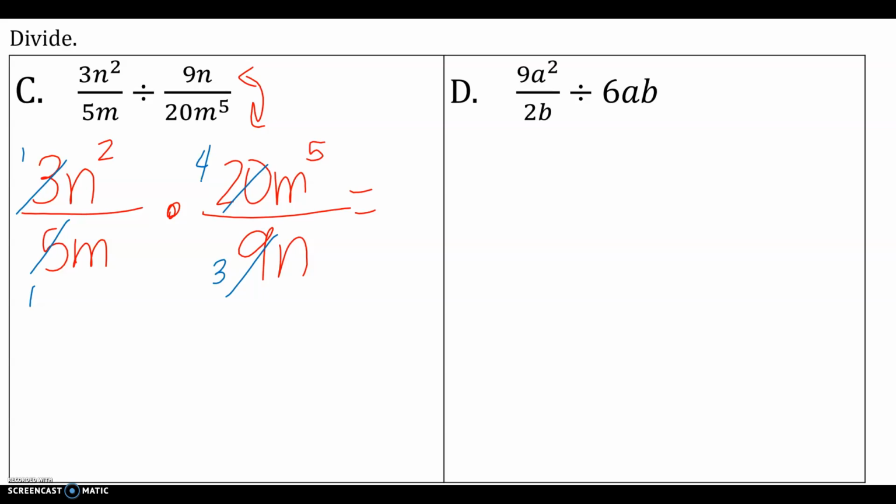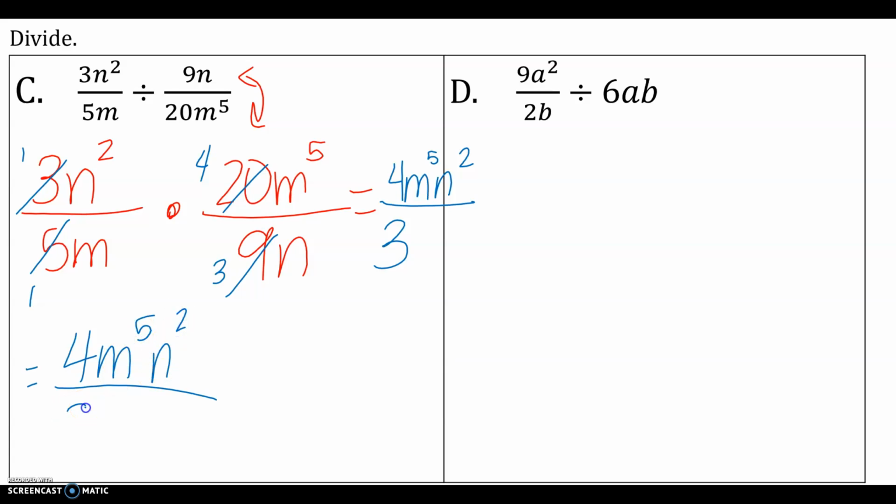Now let's multiply those blue numbers. So we get 4 over 3. We have m to the 5th n squared. Actually, I'm going to just rewrite this down here for you. And then the bottom would just be mn. So let's draw our dotted line.